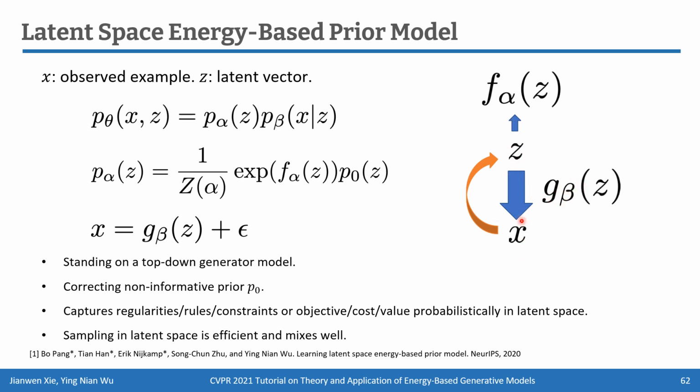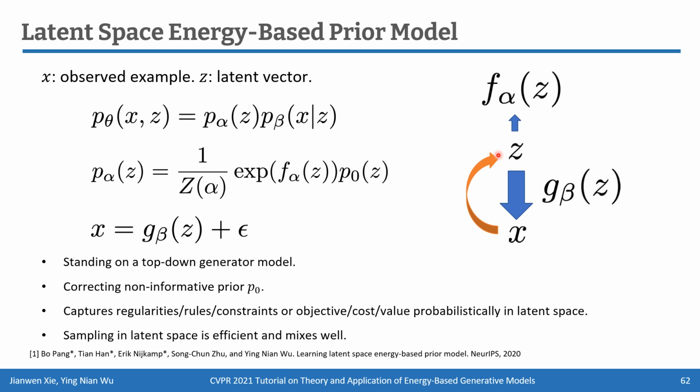So this is a generation model, which is top-down, right? And this is a bottom-up network, which is often a very small network. And X can be generated by Z through a top-down network parameterized by beta. And this direction is the conditional distribution or posterior distribution of Z given X. So again, this model captures the regularities or rules or constraints in the latent space, or it captures the objective or cost or value probabilistically in the latent space.